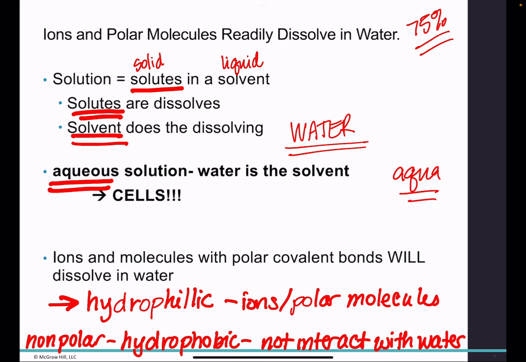These are going to be our nonpolar molecules, and the most common biological molecules are the lipids, which contain our fats. Now, you probably already know that fats do not interact well with water, and that's because they are made up of nonpolar bonds.